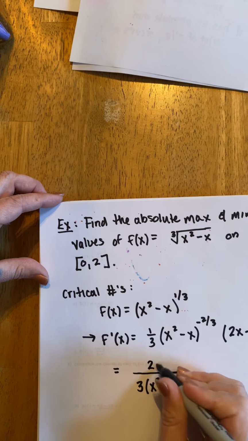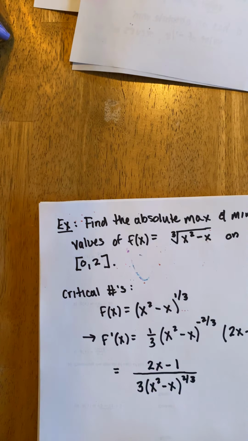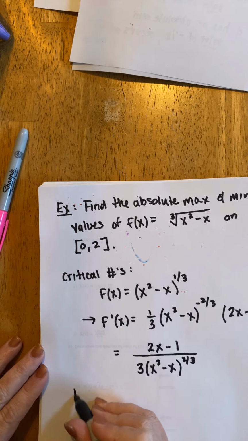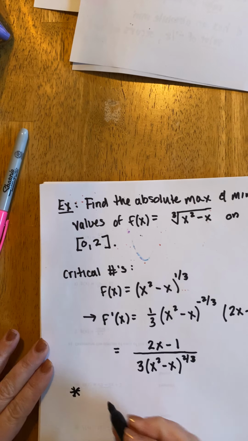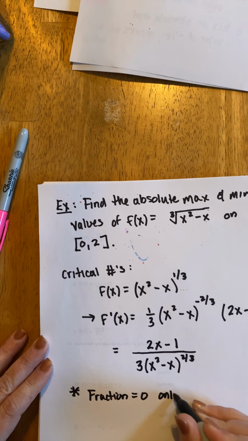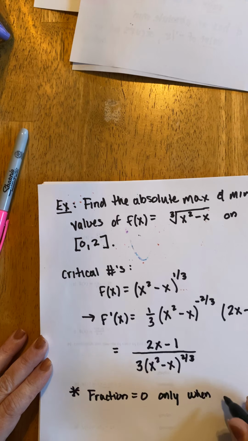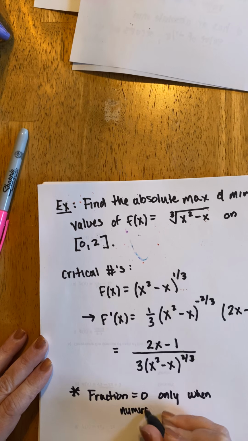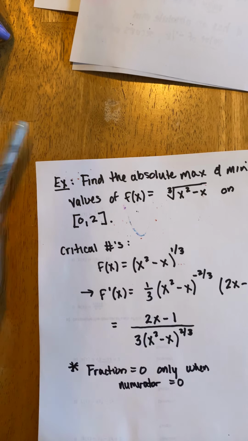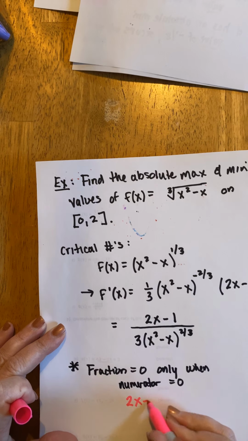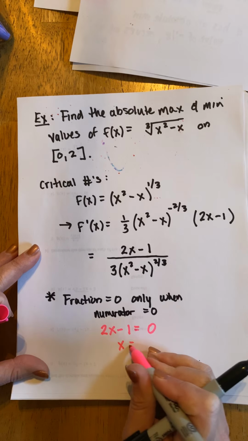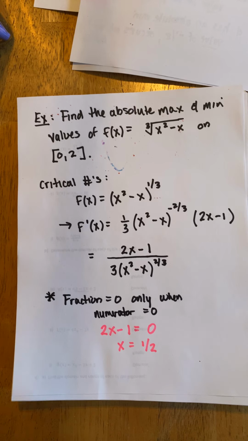All right, you might look at this and be like, oh goodness, how am I ever going to determine where this equals 0 or it's undefined? Well, anytime you have a fraction as a derivative, remember that a fraction equals 0 only when the numerator equals 0. So in this case, we can get our first critical number by setting the numerator equal to 0. And we get x equals 1/2 as our first critical number.